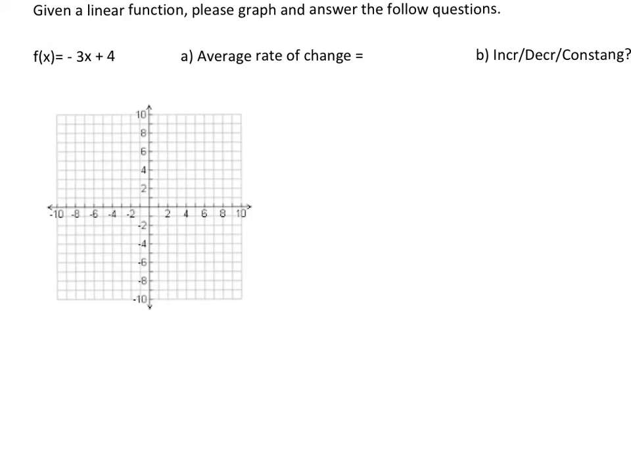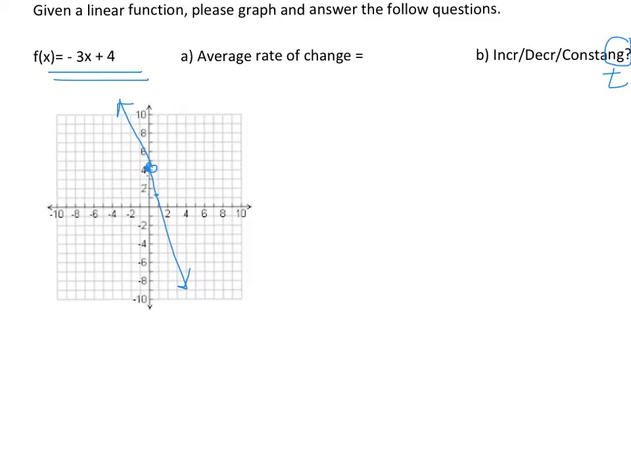Now, just for quick practice, let's go ahead and graph one, and then we'll notice that the average rate of change is the slope, and then we'll answer this increasing, decreasing, or constant. Whoops, typo. That's supposed to be a t. Constant, and then we'll go from there. So if I look at f of x, we hopefully by now know y-intercept of 4, so big dot on 4. Slope of negative 3 means down 3, 1, 2, 3, over 1 to the right. And so I have a slope of negative 3 looking like that.